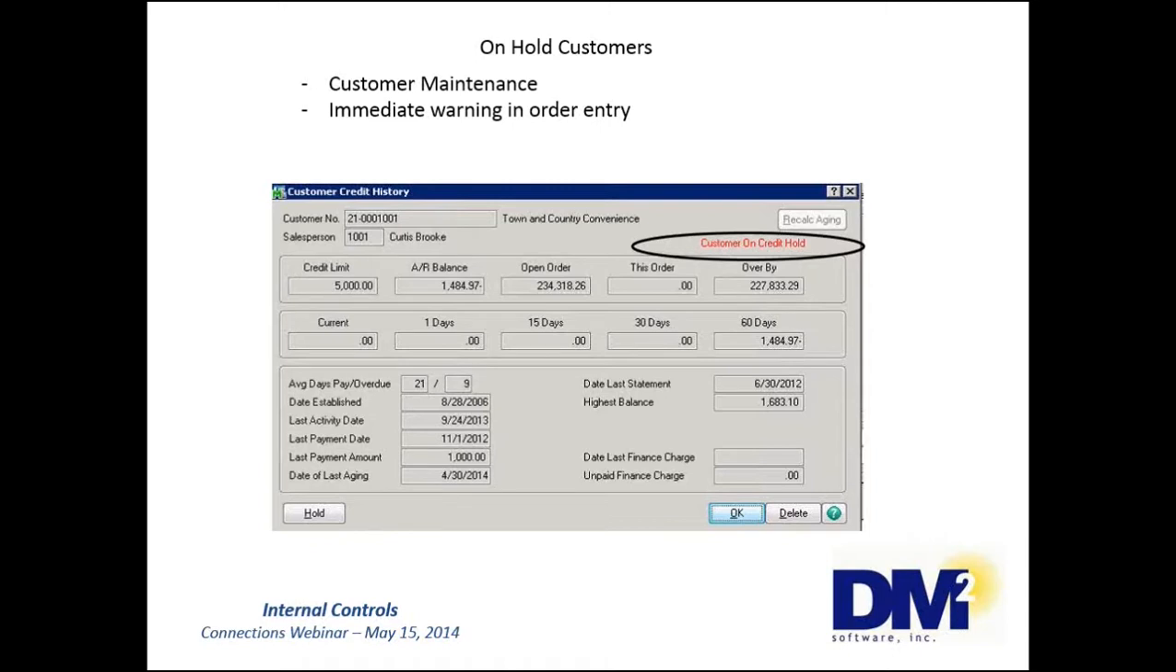On-hold customers. Customers can be put on hold for all orders by placing them on hold within the customer maintenance window. If a customer is on hold, the customer service entry representative will see this on-hold message window appear immediately after entering the customer's ID and moving to the next field.